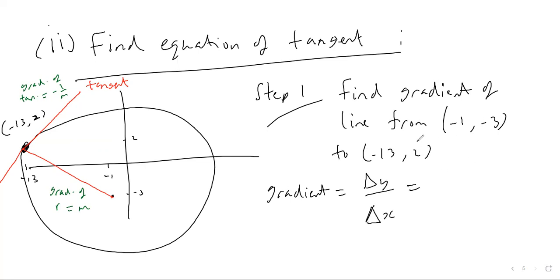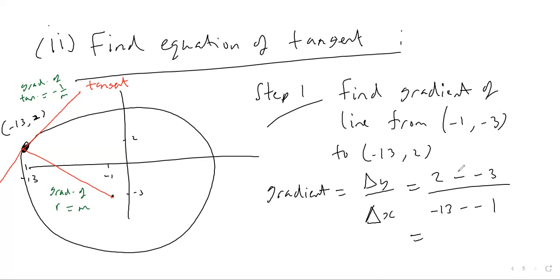So your second y coordinate there is the number 2, take away your first one, so take away -3 there. And then your change in x, again, you've got to be consistent. If you pick the second y coordinate first, you must pick the second x coordinate next on your denominator. So we've got to pick the -13, our second x coordinate, and then take away our first x coordinate, so take away -1.